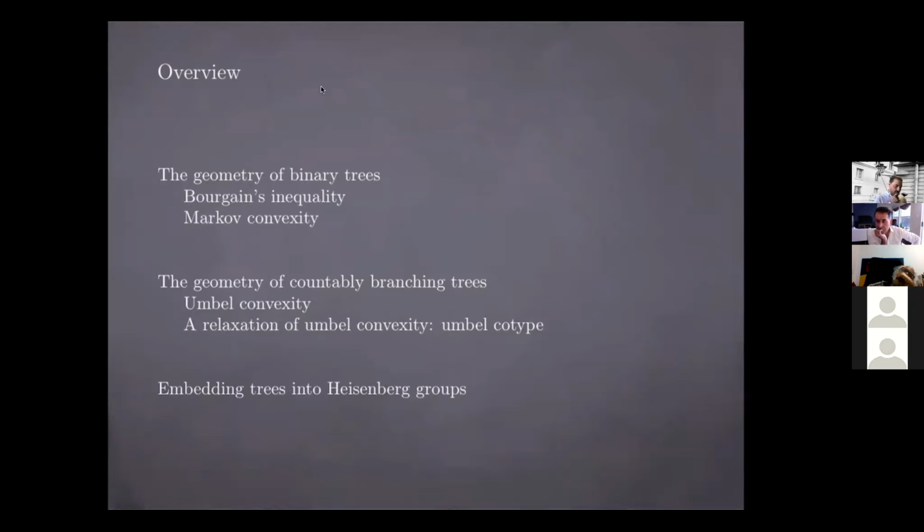Our inspiration came from the linear theory and actually the geometry of binary trees, and in particular the Markov convexity invariant that was introduced by Lee, Naor and Peres in 2006. So let me first recall a little bit of the linear theory, and then I'll move on to the joint work with Chris, and hopefully I'll have time to talk a little bit about embedding trees into Heisenberg groups.